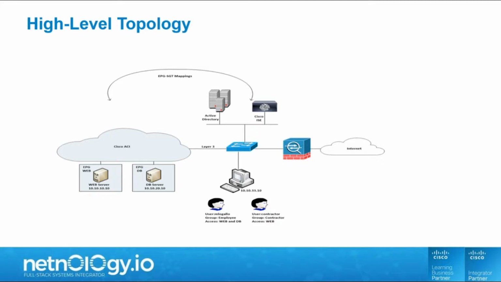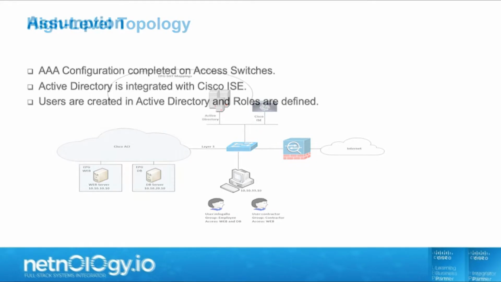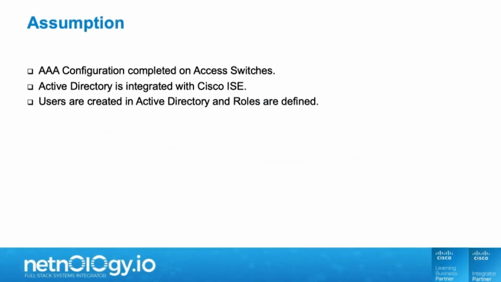Next, we will briefly look at the minimum switch configurations required for the device external to the ACI environment. The following needs to be configured for the integration to work. It is assumed that this has already been performed. AAA configuration completed on access switches. Active Directory is integrated with Cisco ISE. Users are created in Active Directory, and roles are defined.